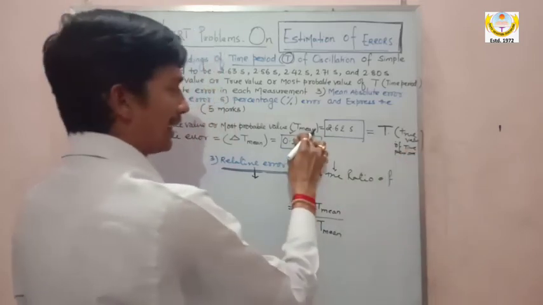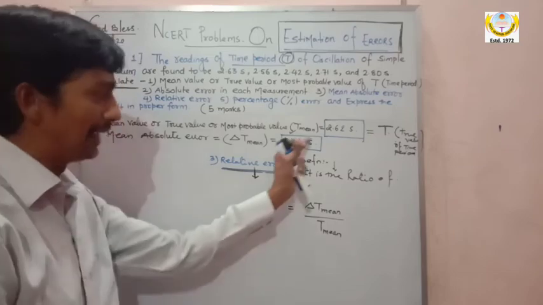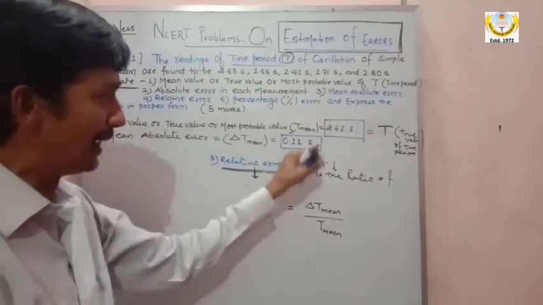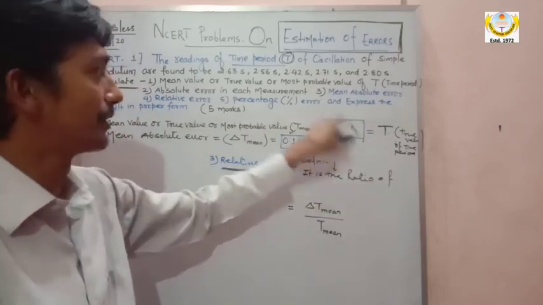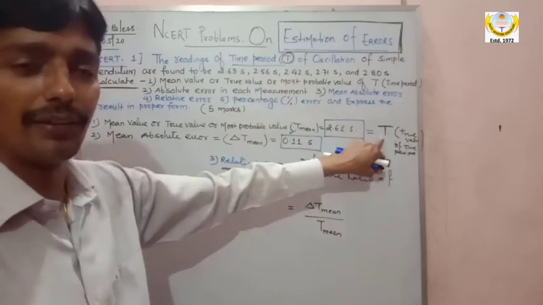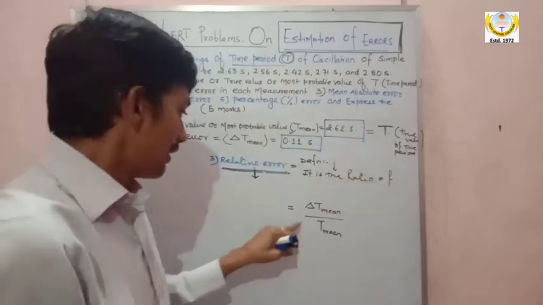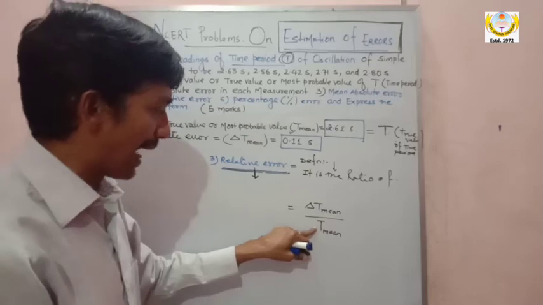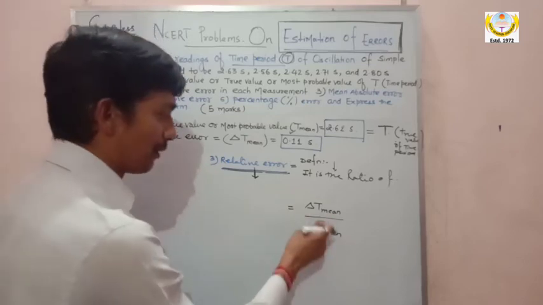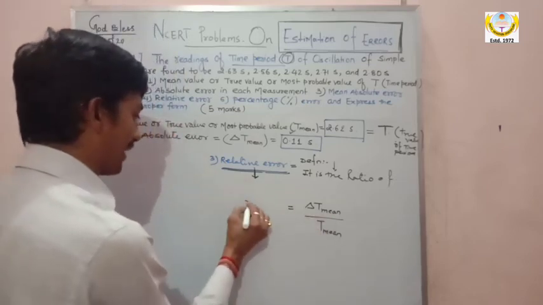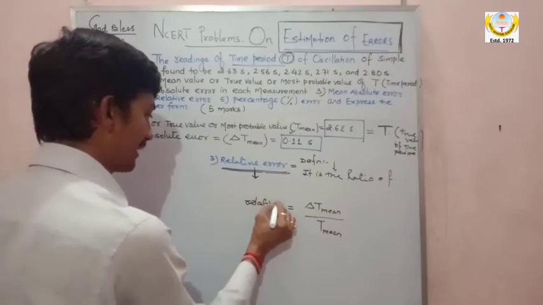Where I am writing T mean, you can also say T. T mean is T, T mean is the true value. But true value in what? Sir, the question has time period, so true value in time period. So this is delta T mean divided by T mean. So what is the definition? And this is the relative error, my dear. This is relative error.